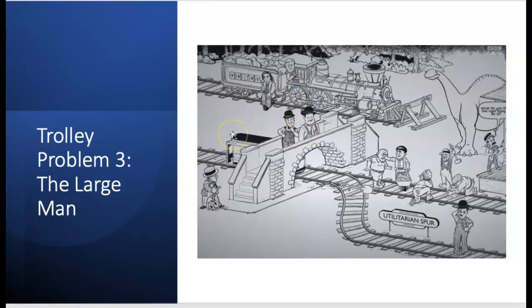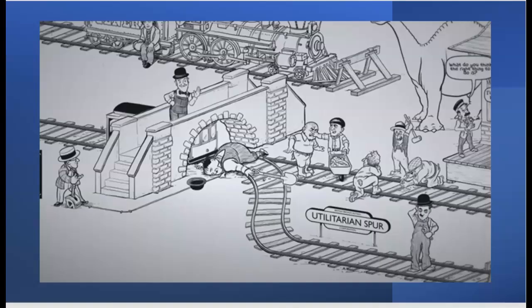You see that, as before, the trolley or the train is out of control. It's going to mow down the 5 people. This is a very large man in front of you, and you have the opportunity of casting him before the trolley. Yes, it will kill him, but it will preserve the life of the 5 workers on the train track.